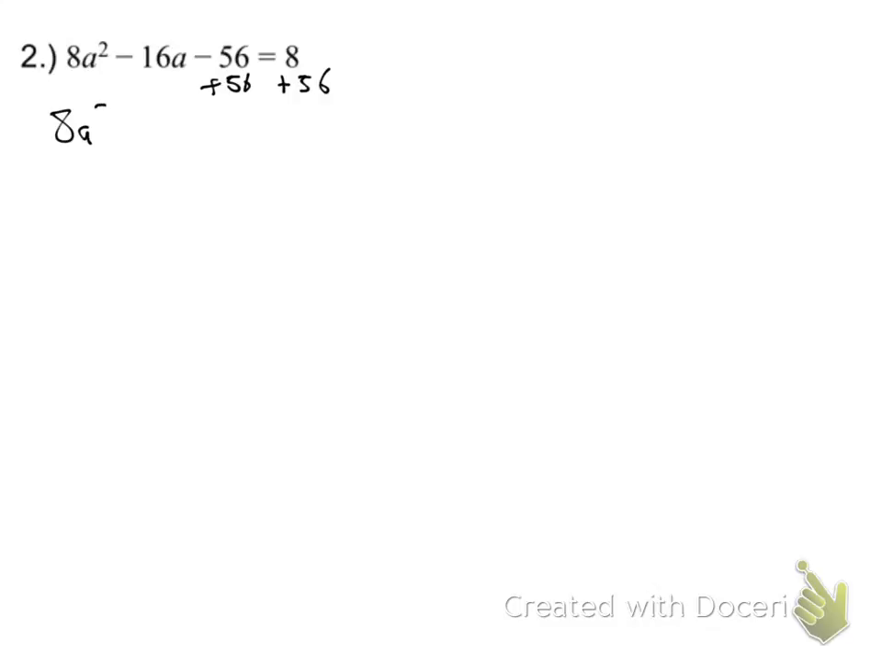So 8a squared minus 16a equals 64. Okay, guys, follow with me. Follow the steps. I mean, the first and second step can be switched, okay? But now, is a equal 1? No. A is 8. So I need to divide both sides by 8.